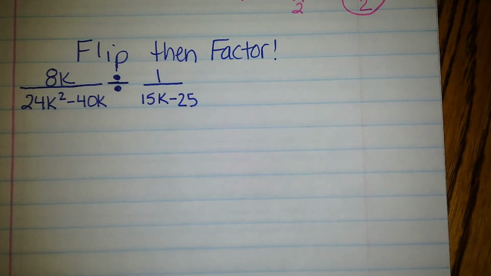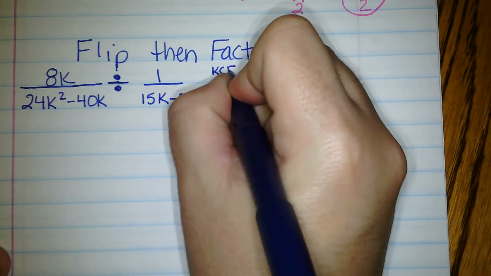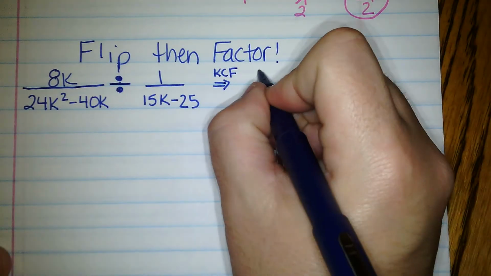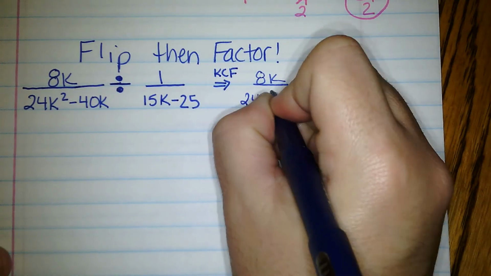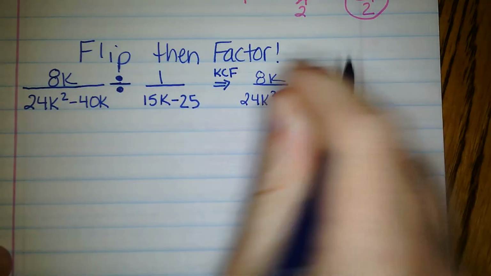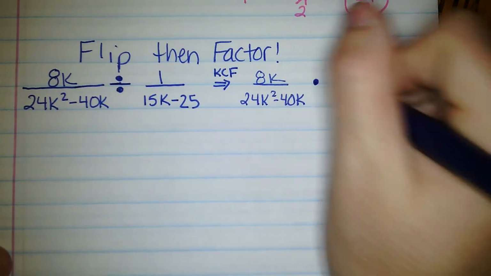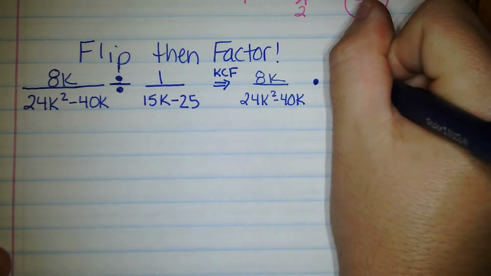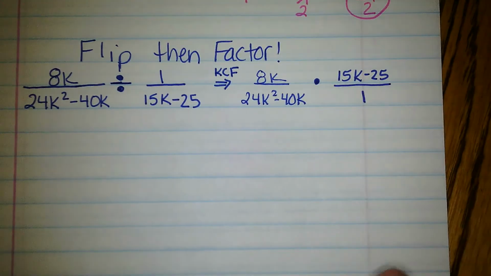and then we do exclusions. So the first thing we're going to do is keep change flip. I'm going to keep my first fraction exactly the same. So I'm going to have 8k over 24k squared minus 40k. So that stays the same exact way. Then I'm going to change this to a multiply. And then I'm going to flip this one or take the reciprocal. So I'm actually going to have the 15k minus 25 on the top and a 1 on the bottom. And it's nice to put that 1 there just for a placeholder.